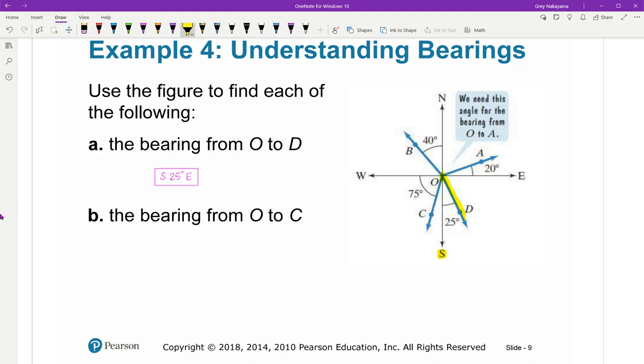If I want to go from O to C, again, I'm going to be using south, but the angle always has to be measured from the vertical. So I've got to figure out what this angle is, which is 90 minus 75. So it's 15 degrees, and it goes towards the west. So that's what that looks like.